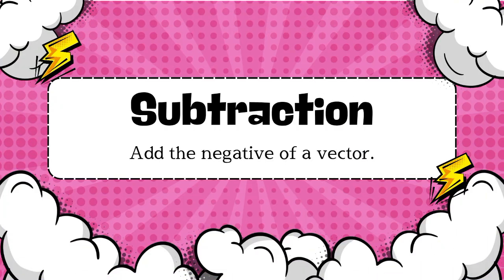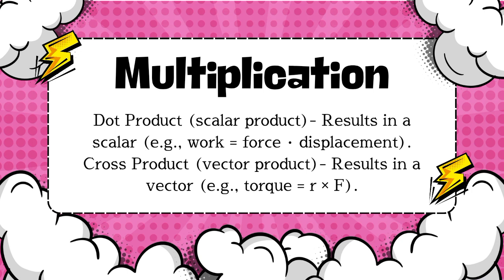Number 2. Subtraction. Add the negative of a vector. Number 3. Multiplication. Dot product or scalar product results in a scalar. For example, work equals force times displacement. Cross product or vector product results in a vector. For example, torque equals r times F.